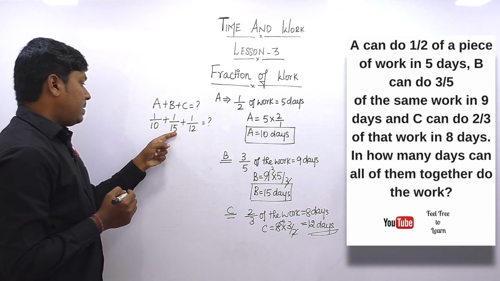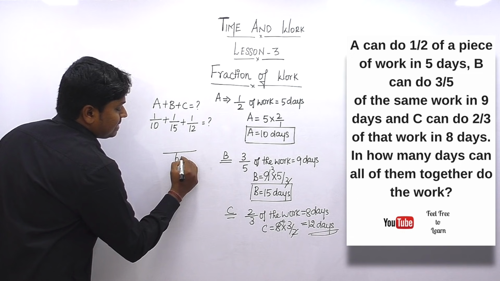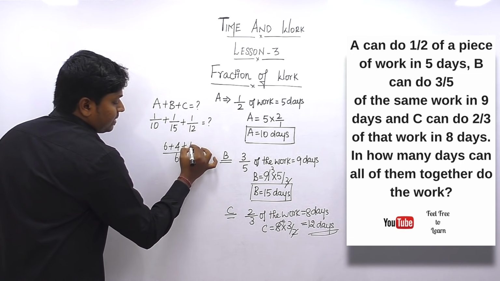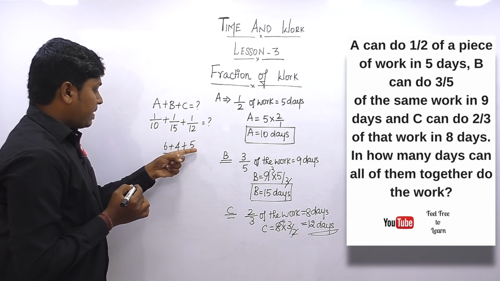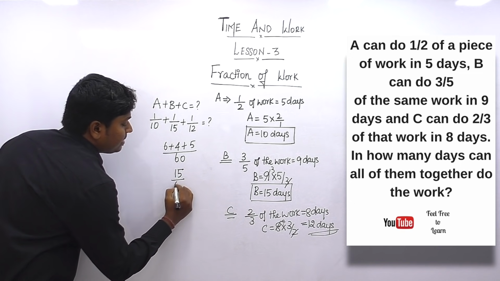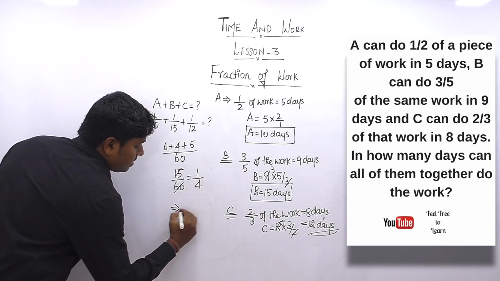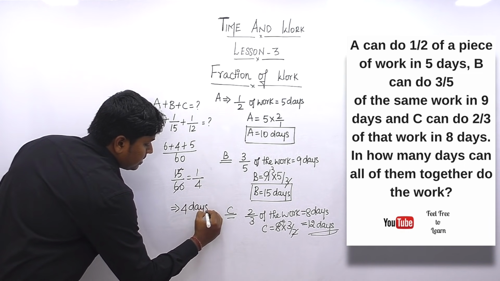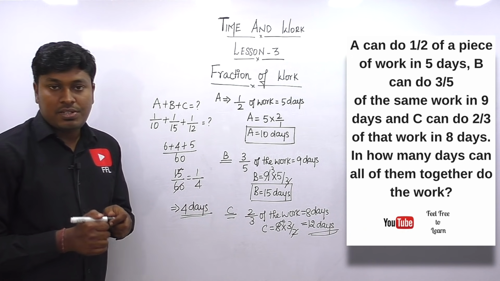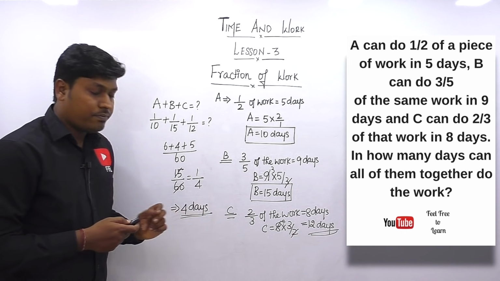So for 10, 15 and 12, we can take an LCM as 60, right? When you take LCM as 60, 10 sixes are 60, 15 fours are 60, 12 fives are 60. So finally 5 plus 4 will be 9, so 9 plus 6 will be 15. So this can be written as 15 by 60. So finally you can cancel, this becomes 1 by 4, whose reciprocal will be 4 days. So finally if all the persons are working, that is A plus B plus C, they can complete this job in 4 days. So finally we got the answer for question number 2, which is 4 days.